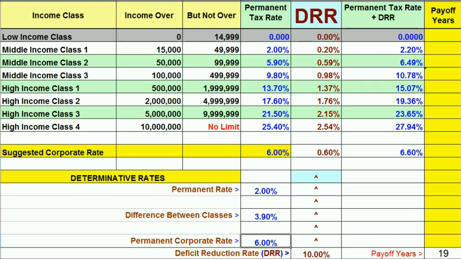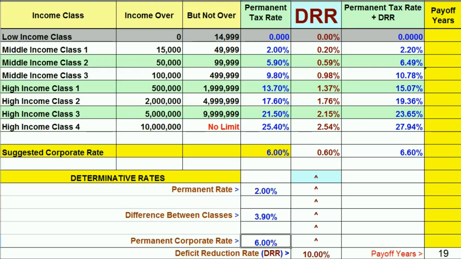As you can see, by modifying any one of the determinative rates, national revenue can be substantially increased and the debt payoff period can easily be predetermined. Once adopted by law, and the national debt payoff years is set, there should be no reason for politicians to tamper with the determinative rates.